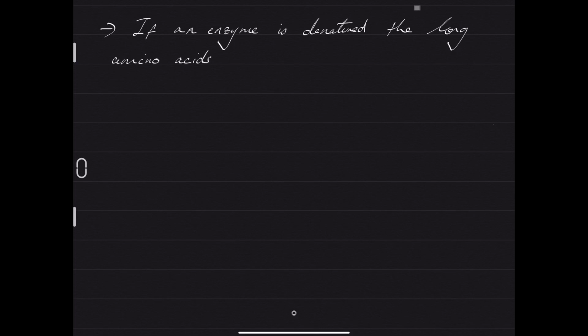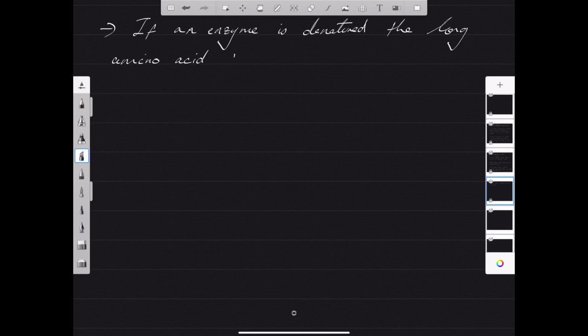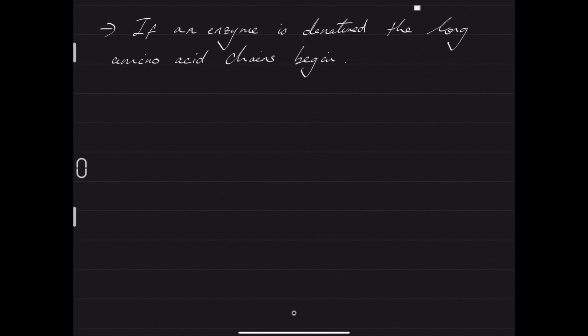So if an enzyme is denatured, the long amino acid chains begin to unwind or unravel.